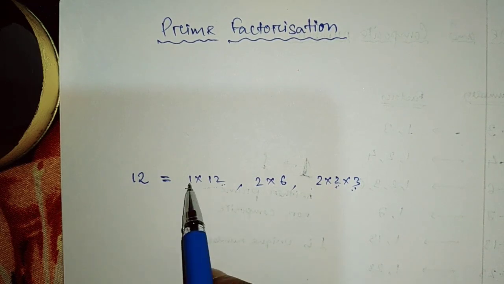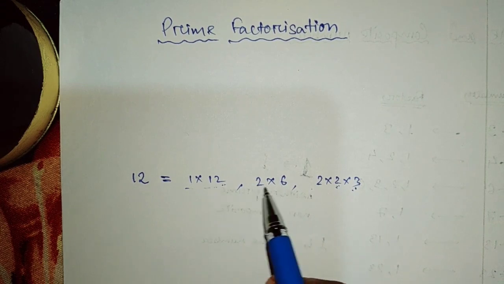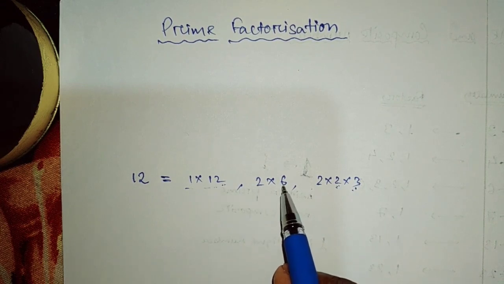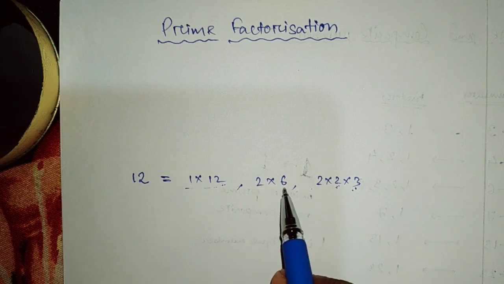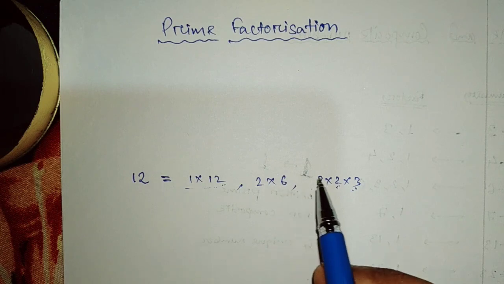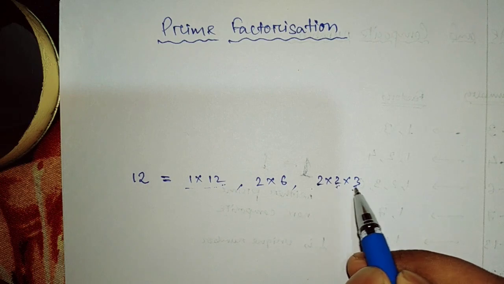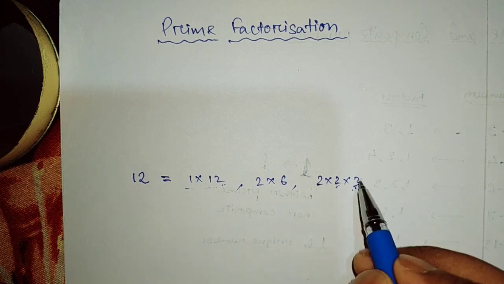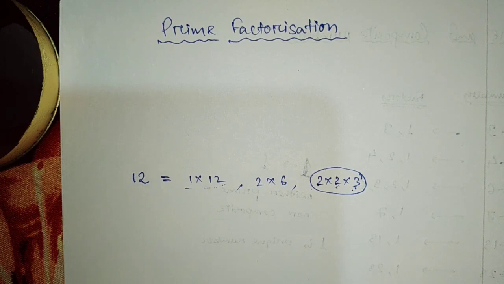In this case, as 1 and 12 are the factors, is 12 a prime number? The answer is no. Out of these two, is 6 a prime number? No. Here we have one prime number, but 6 is not a prime number. But in this case, we can see that 2, 2, 3 all are prime numbers. So this becomes somewhat special.